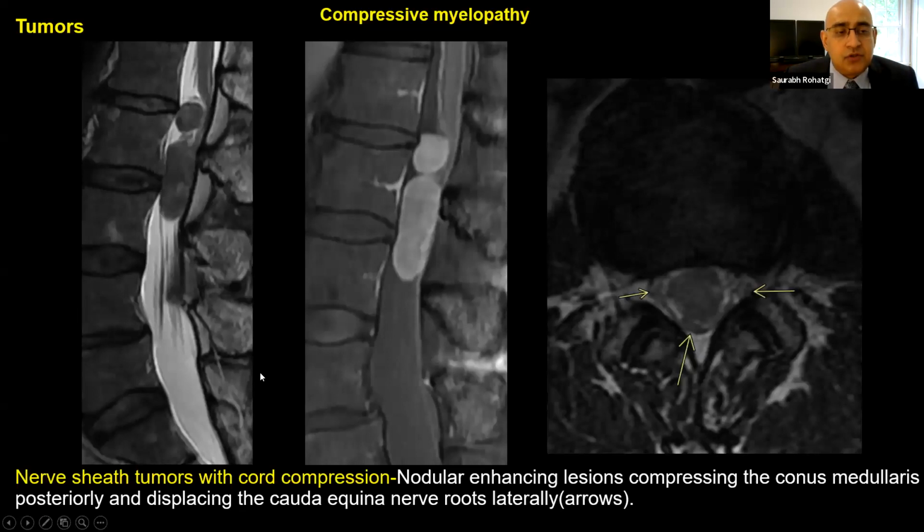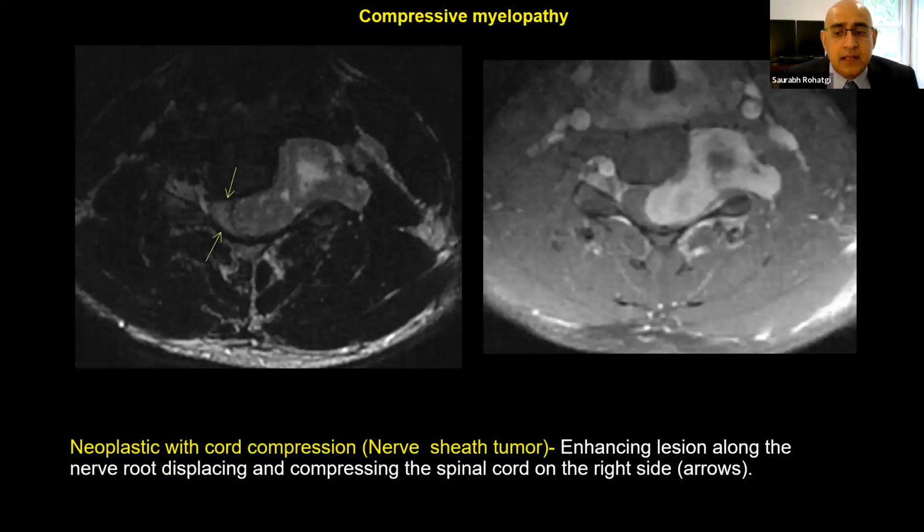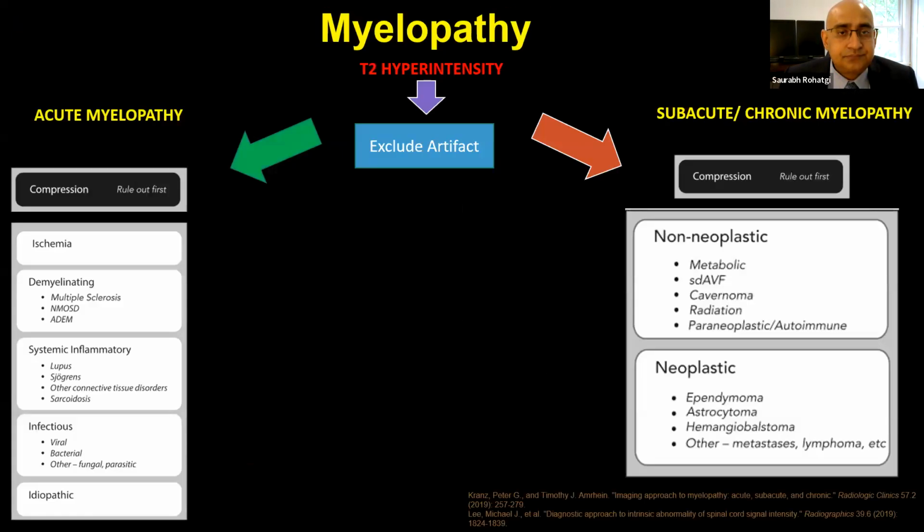Tumors, nerve sheath tumors, or any tumors extrinsically can compress. This was a nerve sheath tumor which is compressing and displacing the cauda equina nerve roots laterally. This was a nerve sheath tumor, a dumbbell-shaped tumor which is growing out the neural foramen, but it is also displacing the spinal cord towards the right side.